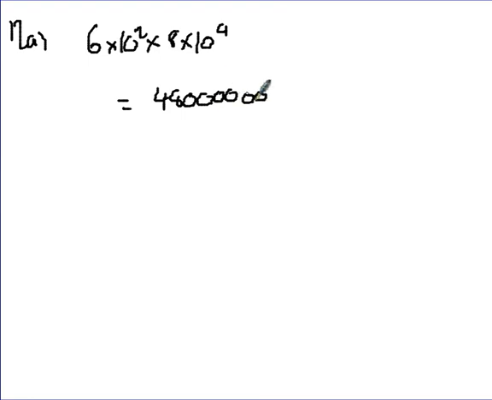One, 2, 3, 4, 5, 6. So in standard form it was 4.8 times 10 to the 7, because you need to move it once to make it 48 and another 6 times in total. So 4.8 times 10 to the 7.